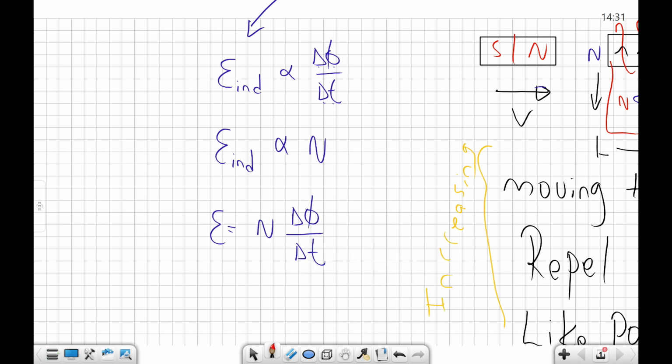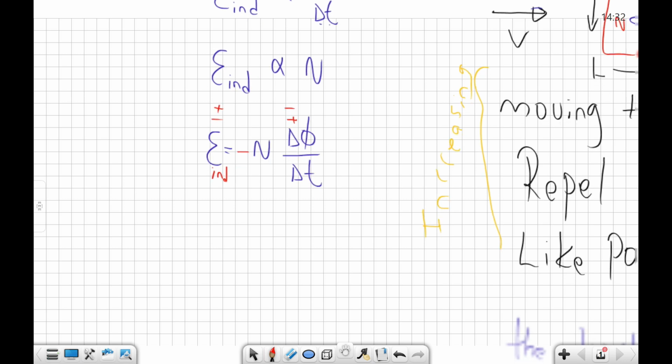And if you remember, we said that Lenz is saying that the induced one is always opposing the change. So if this one is positive, this one is negative. If the change is negative, this one is positive. So how can we compensate for that one? By having a negative in front of the equation.